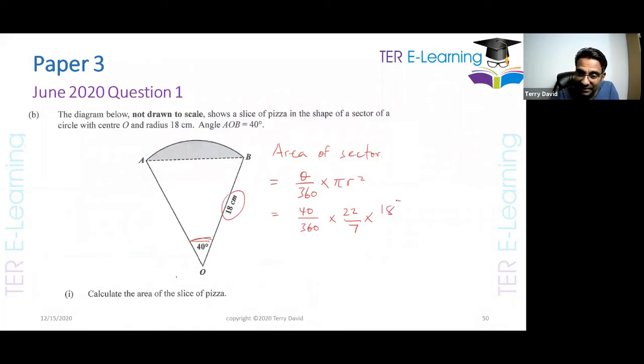So this is 18 squared, right? Now, one of the mistakes that students make when working out this problem is that they forget to do the squaring part of it. I saw the Form 4s were making the same mistake. So work this out for me and let me know what you get for your answer.